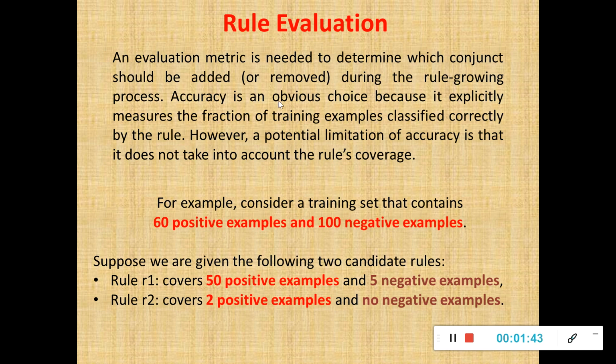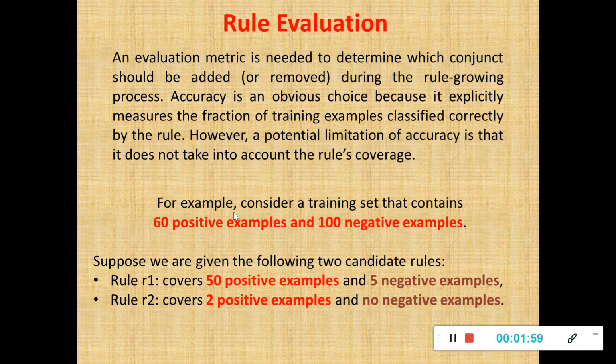But the drawback of rule accuracy is that it will not take the rule's coverage into consideration. That is the major drawback with respect to accuracy. It does not see how many instances are being covered. That is why we go for rule evaluation.